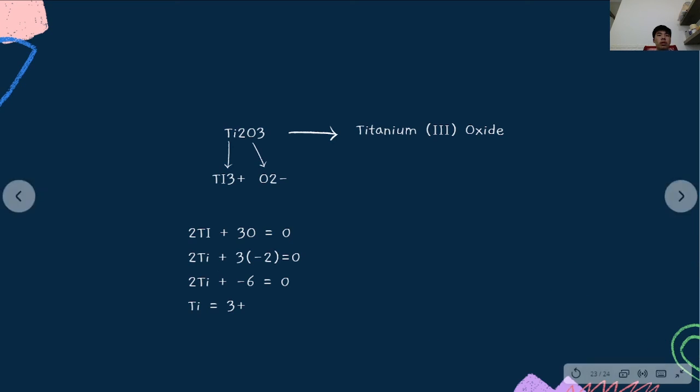To make the whole equation balance, we need 2 titanium atoms, so 3 plus 3 equals 6, and 3 oxygens, so 3 times -2. So, 2 titanium atoms at a 3+ charge, and 3 oxygen atoms at a -2 charge. So we got titanium(III) oxide.